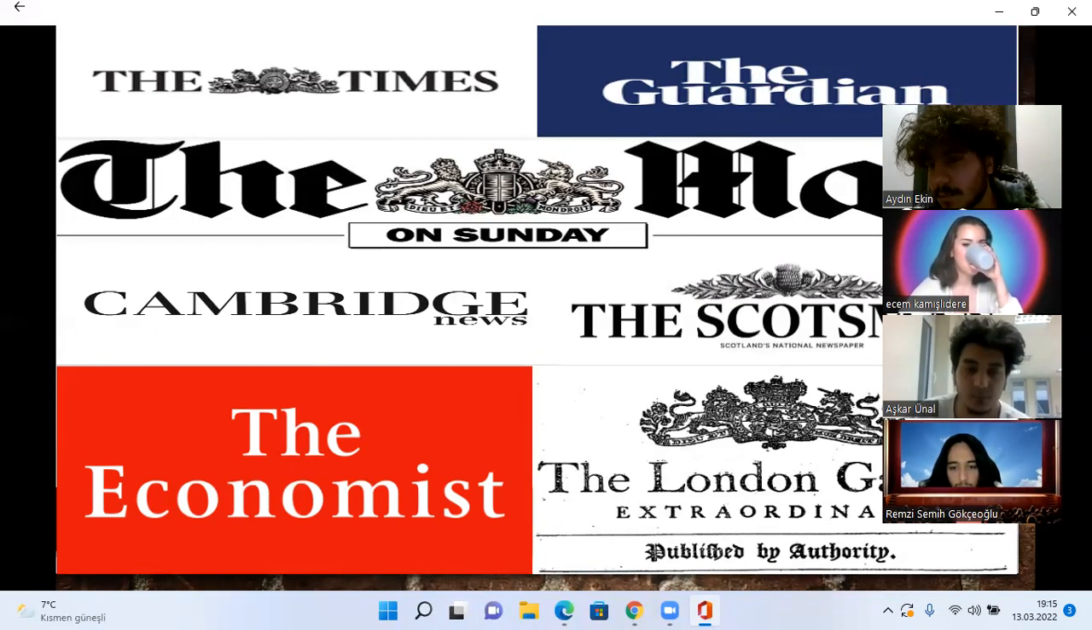And the Scotsman, what does that mean, do you think? A Scottish man. Yeah, as someone from Scotland is called Scottish. And obviously the Economist, you know what it means. And the London Gazette, you know what Gazette means in English? Newspaper. Yeah, newspaper, but there's a small difference, which is it's a more official one than a newspaper.